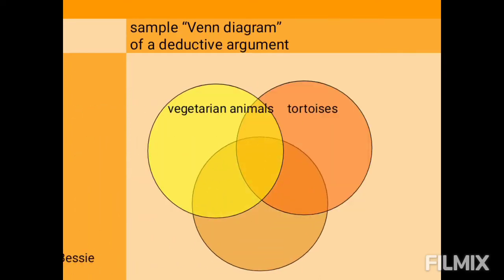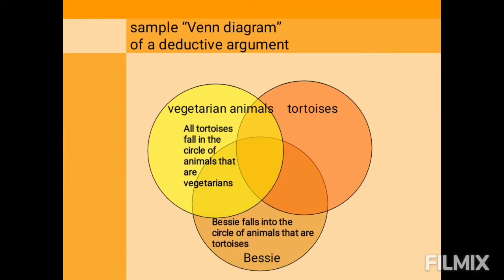And this is the example of the Venn diagram of a deductive argument. First, we have this yellow circle, vegetarian animals. All tortoises fall in the circle of animals that are vegetarians. Say we have Bessie. Bessie is a tortoise, or Bessie falls into the circle of animals that are tortoises. Then what will be the conclusion? Thus, Bessie must be a vegetarian, because from our original, general statement, all tortoises fall in the circle of animals that are vegetarians, and Bessie is a tortoise. Then, to be specific, Bessie must be a vegetarian. That's how a deductive argument goes. It comes from the general premise to a specific conclusion.